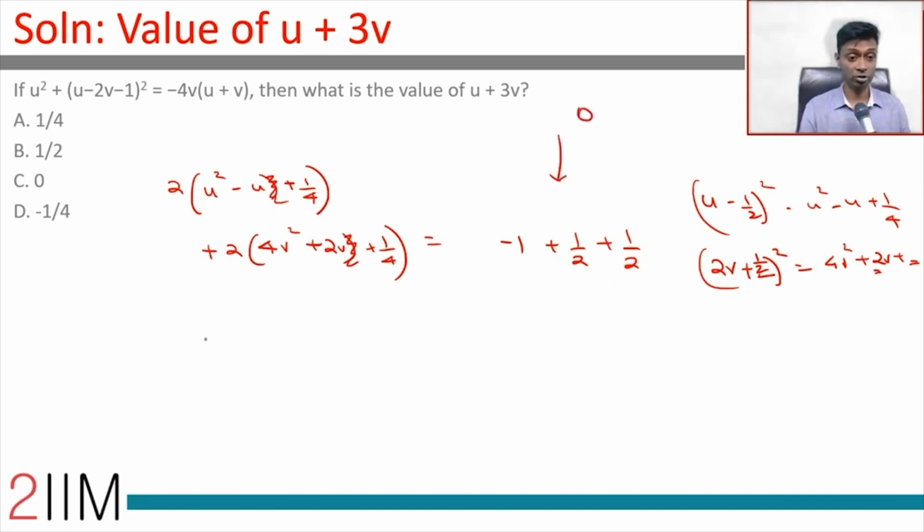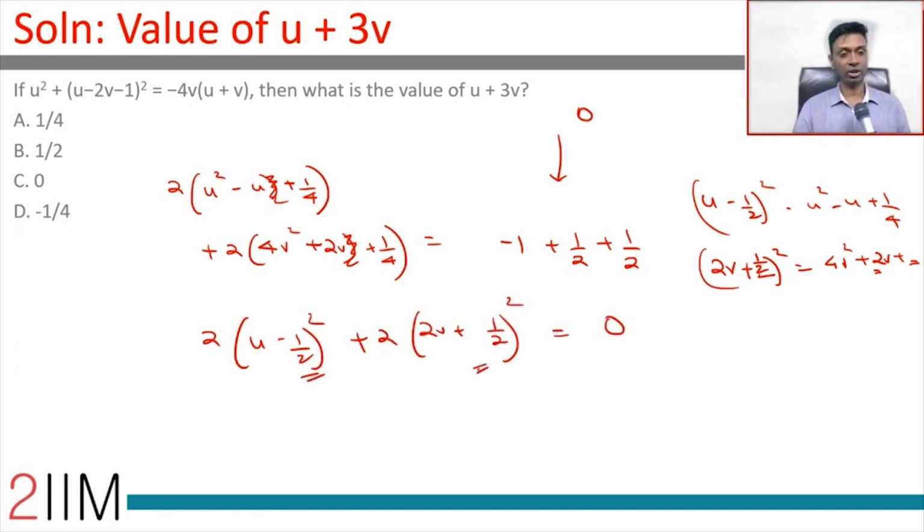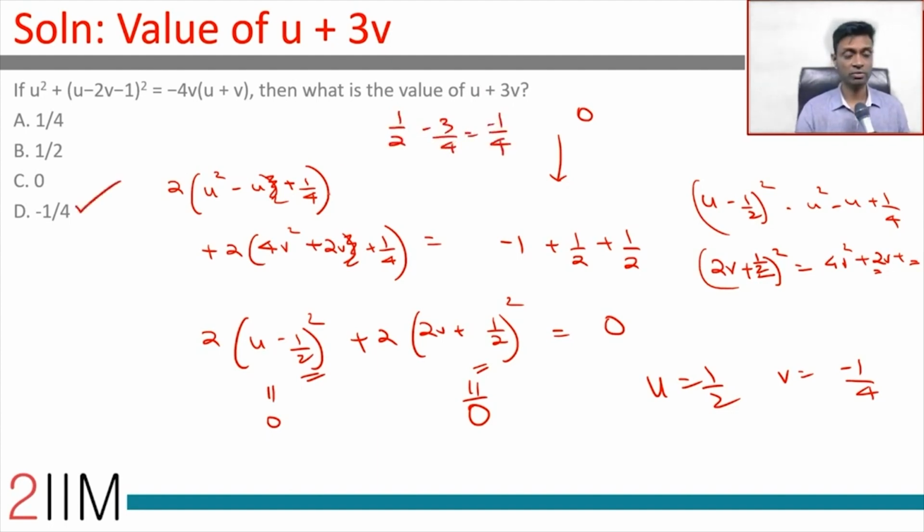You'll see why. This is nothing but 2 times U minus half the whole square plus 2 times 2V plus half the whole square equal to 0. Something square plus something square is 0. A square cannot be negative. That means this is equal to 0, and this is equal to 0. Or U is half, 2V is minus half, V is minus 1 by 4. So we want to find U plus 3V, that is 1 by 2 minus 3 by 4, which is minus 1 by 4, which is this value.